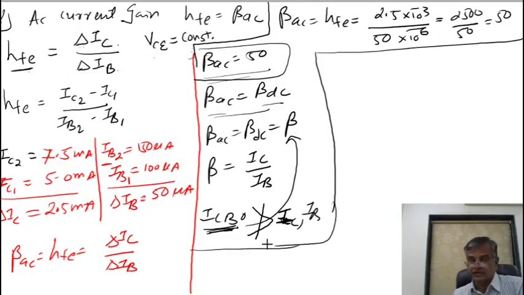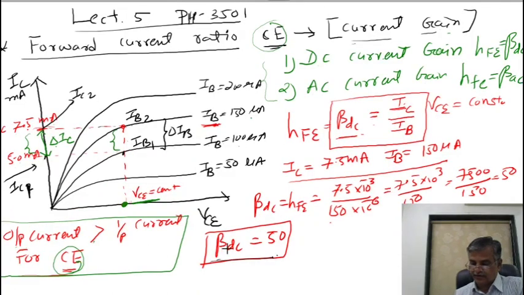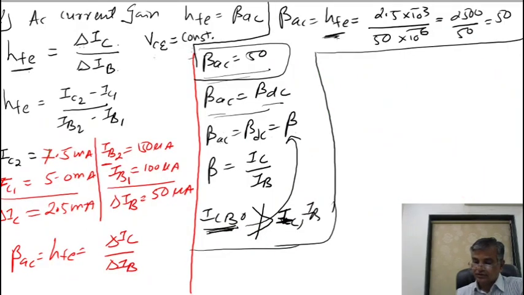Now you may have a question: what is the use of this parameter? This is called a transistor parameter value. So what is the use of this? It is used to analyze the transistor amplifier. If you want to analyze the transistor amplifier, then this parameter is useful.